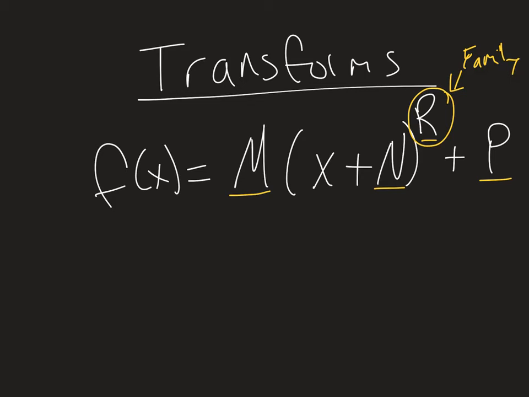If we look at m, this is your steepness, for lack of a better term. If m is greater than 1, it's going to get steeper. If it's fractional, it's going to get more gradual. If it's negative, it's going to flip over the axis. So there's a lot going on there. Positive and greater than 1, it'll get a lot steeper. If it's negative, it's going to flip.